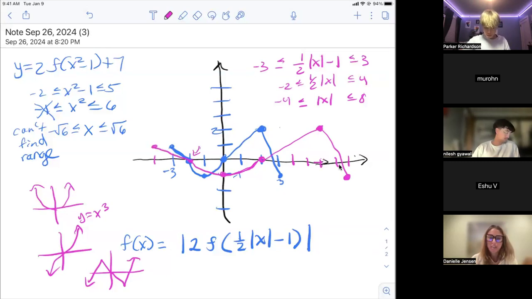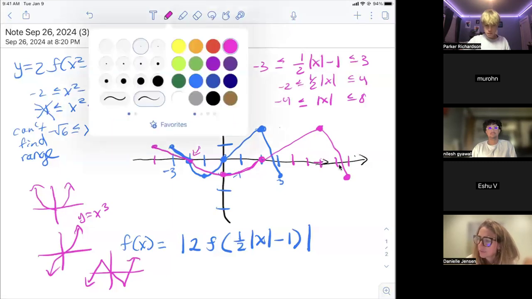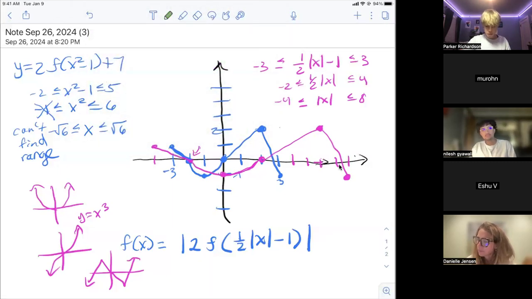All right, are you guys with me on that? Okay, great. Now we've done that. What's the next step here? And then I'll deal with the range. What's the next step? Don't you just mirror?